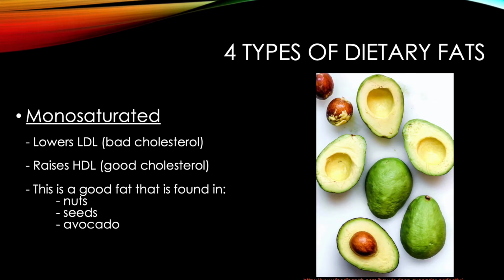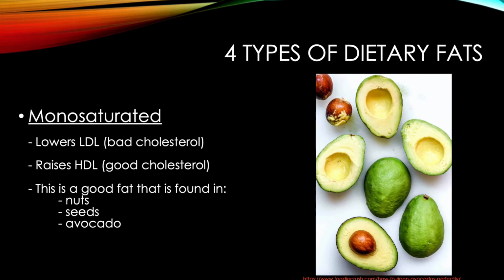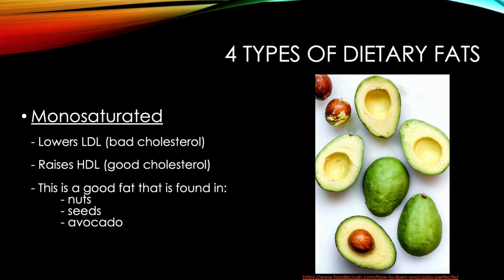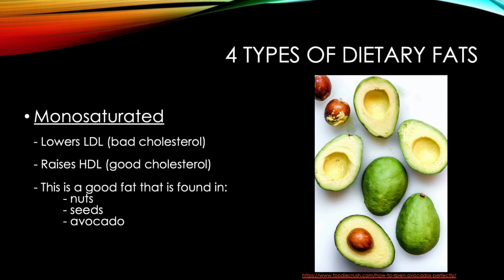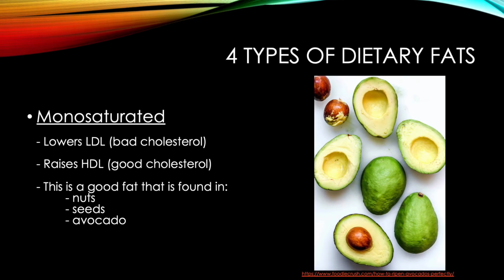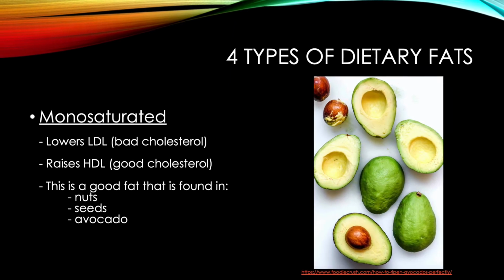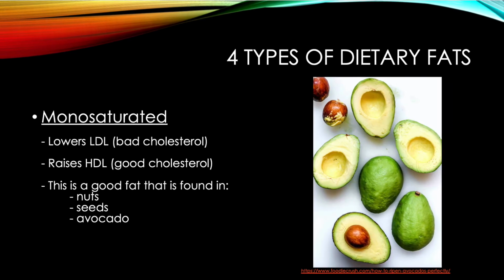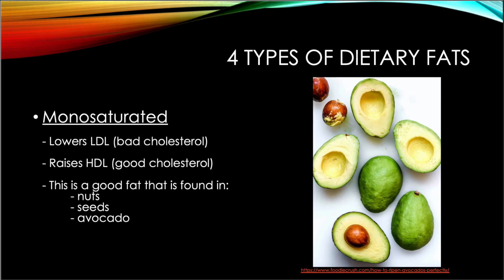There are 4 types of dietary fats. The first type is monosaturated fats. Monosaturated fats lower LDL, the bad cholesterol, and they raise HDL, the good cholesterol. Monosaturated fats are good and they're found in nuts, seeds, and avocados.